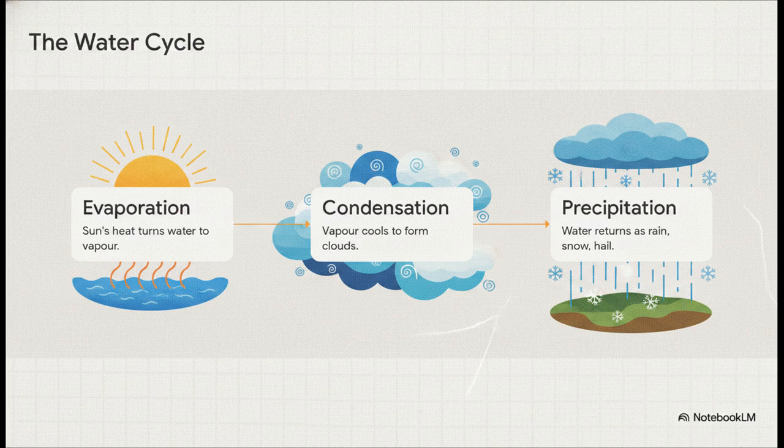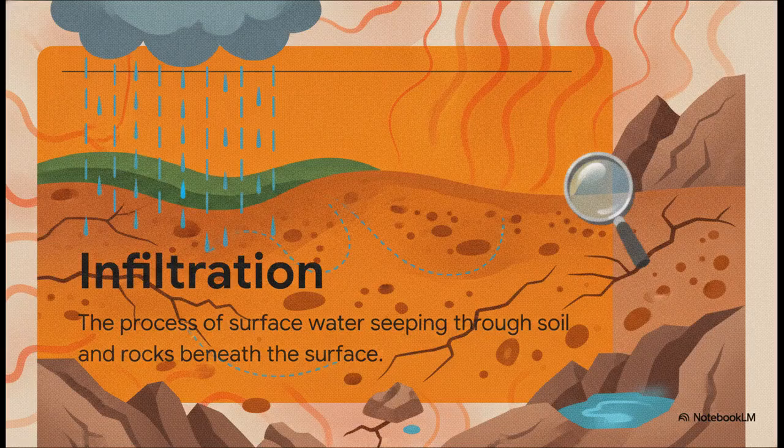Step 2, condensation. As that vapor gets higher up where it's colder, it cools down and clumps together to form clouds. And step 3, precipitation. When those clouds just get too heavy, all that water falls right back down to Earth as rain, snow, or hail. But hey, what happens when that rain actually hits the ground?